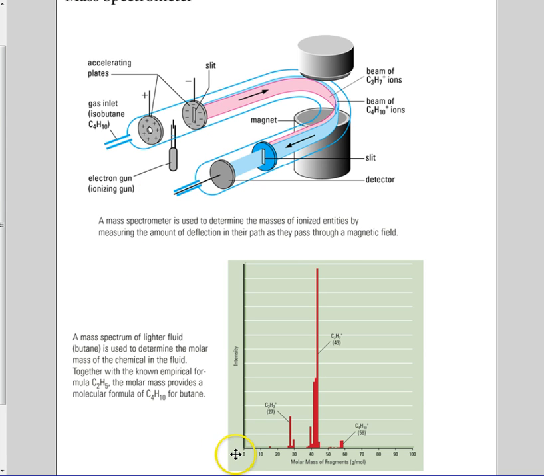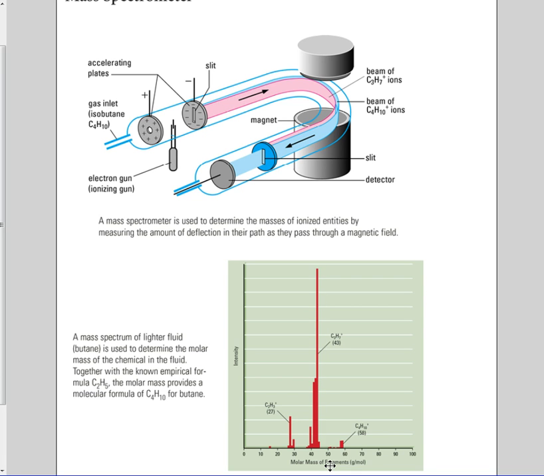The mass spectrograph, or mass spectrum, for lighter fluid or butane, can be used to determine the molar mass of the chemical that was sampled. The molar mass is really just the mass of one molecule, except it's in grams per mole. And we need to know this information when we're calculating chemical formulas for new compounds, because having just the elements present in the compound is not enough. We need to know the quantities, the number of atoms of each.